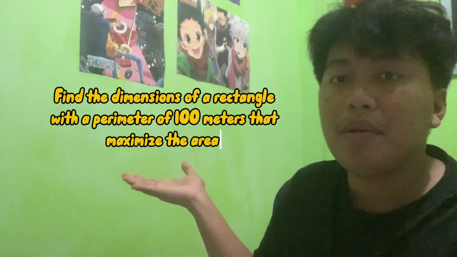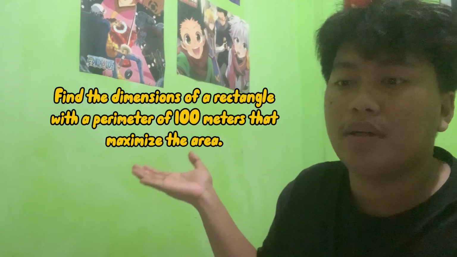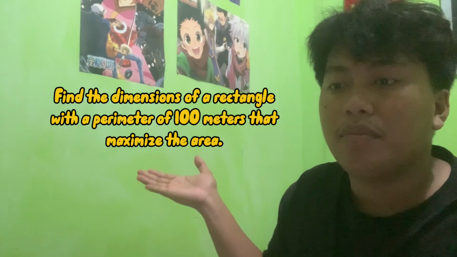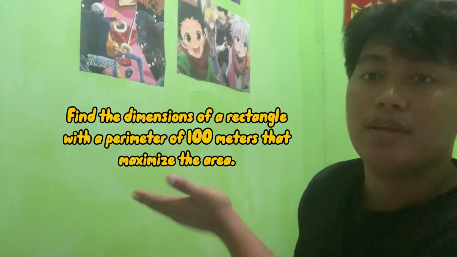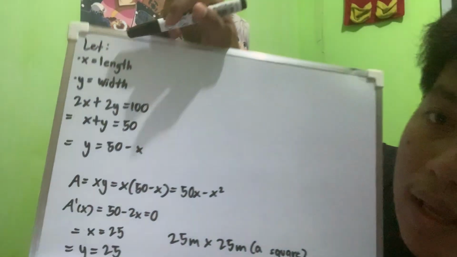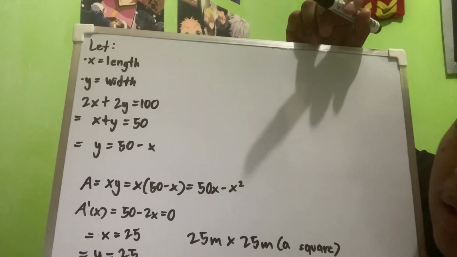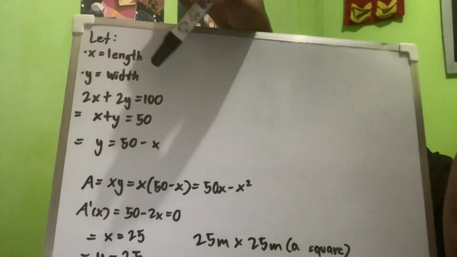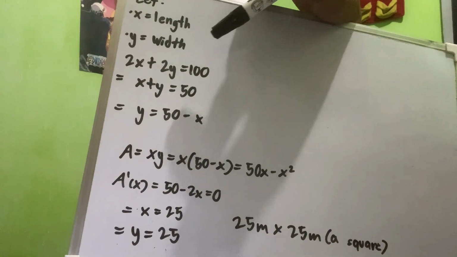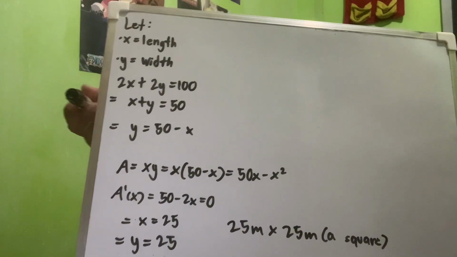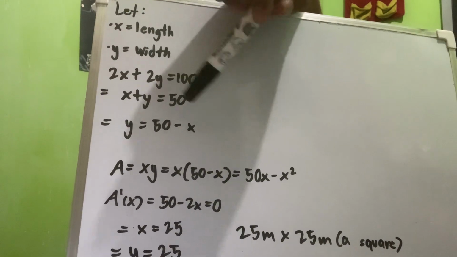So problem number 2 is: find the dimensions of a rectangle with a perimeter of 100 meters that maximize the area. So this is the problem, and I already solved it. So let x and y be the sides. So the perimeter is 2x plus 2y equals 100. So x plus y equals 50, then y equals 50 minus x.